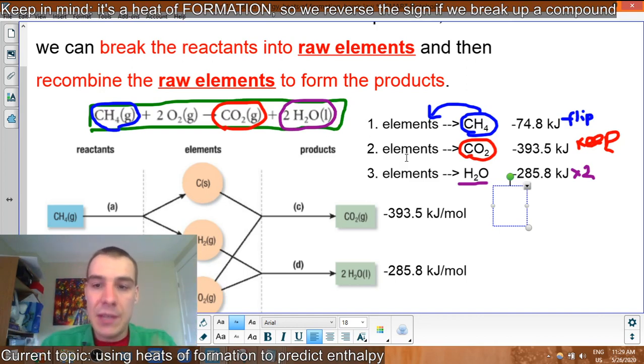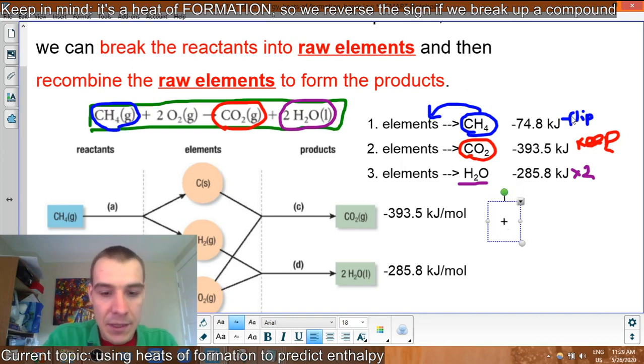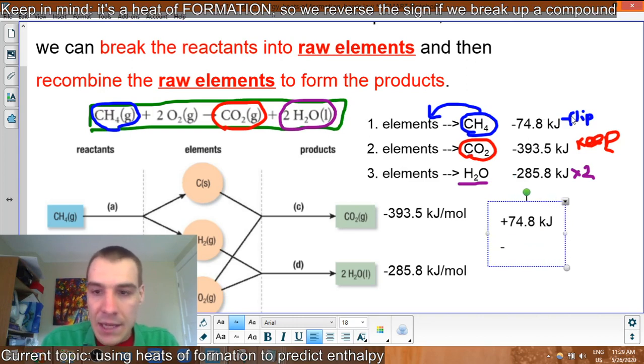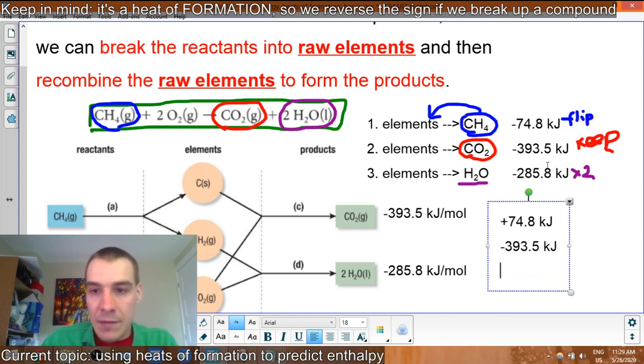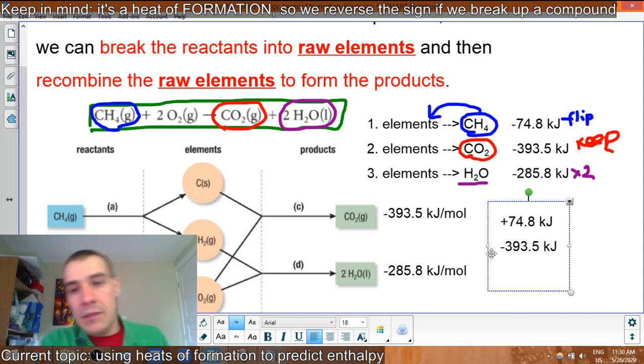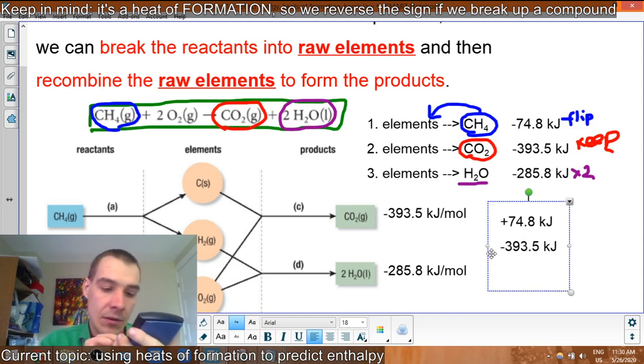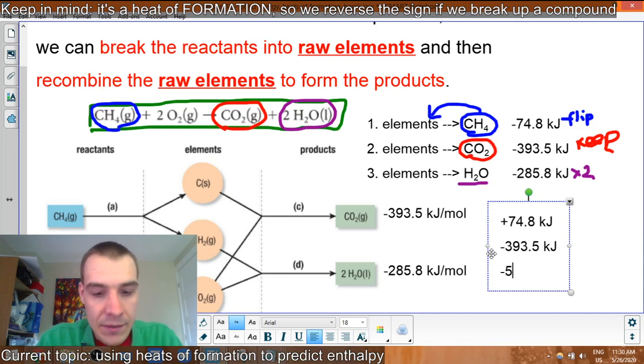That's why heats of formation is so powerful. So let's actually do that. Let's flip number 1, which would be plus 74.8 kilojoules. We're going to keep number 2 exactly the same, minus 393.5 kilojoules. And we're going to multiply this one times 2 because we're making 2 waters. So 2 times 285.8 is 571.6, so minus 571.6 kilojoules.